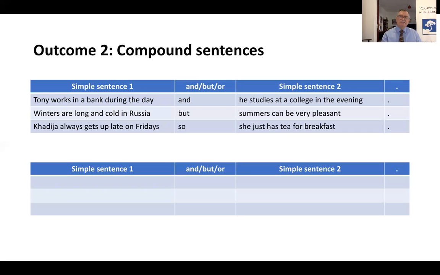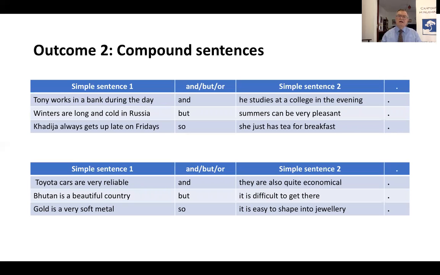So compound sentences are basically putting two simple sentences together, joining two simple sentences. But there are implications with, for example, capital letters and punctuation. But also, for the first time, we start to introduce cohesion here. So Tony works in a bank during the day and he studies. Winters are long and cold in Russia, but summers, and using ellipsis here, no need to repeat "in Russia," that's understood, and so on.